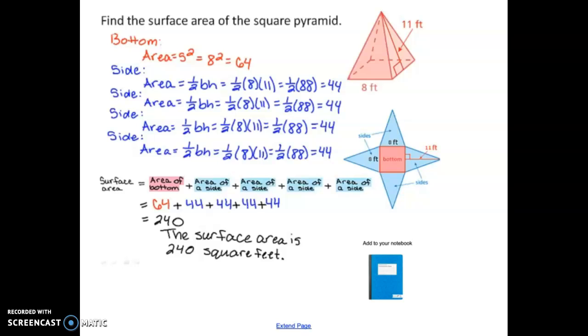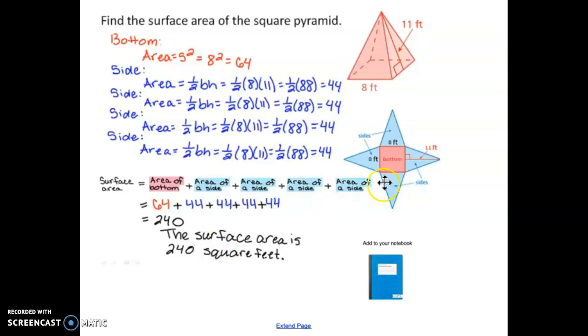All right, so to find the surface area, we're going to find that base, the bottom, 8 squared, or 8 times 8. That gives us 64 feet squared. Now we're going to do each side. They're all the same. So it's 8 times 11 divided by 2. So 88 divided by 2, or times 1/2, is 44. So we have that 4 times, 44. And that gives us 240 squared feet is the surface area of this triangular, or excuse me, square pyramid.